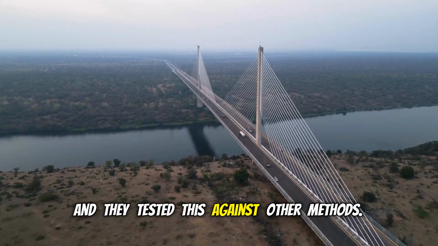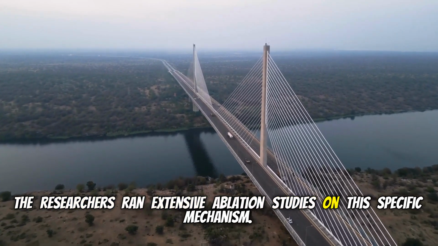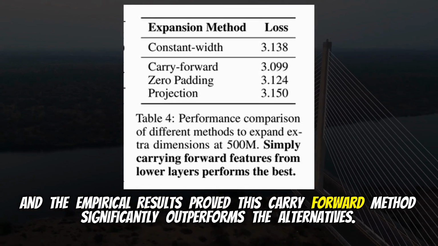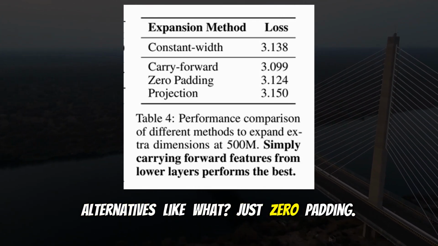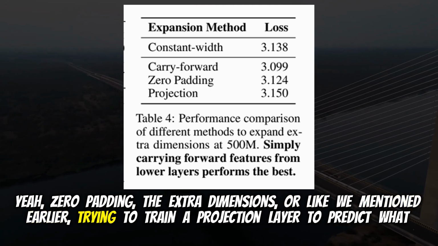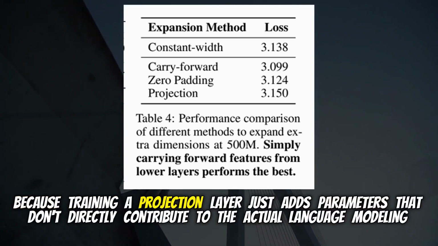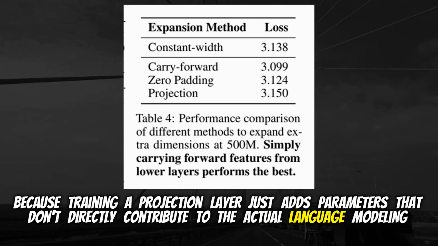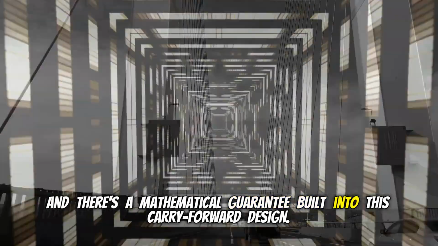And they tested this against other methods. They did. The researchers ran extensive ablation studies on this specific mechanism. And the empirical results proved this carry-forward method significantly outperforms the alternatives. Alternatives like what? Just zero padding? Yeah, zero padding the extra dimensions, or, like we mentioned earlier, trying to train a projection layer to predict what those dimensions should be. Because training a projection layer just adds parameters that don't directly contribute to the actual language modeling task. Precisely. And there's a mathematical guarantee built into this carry-forward design.